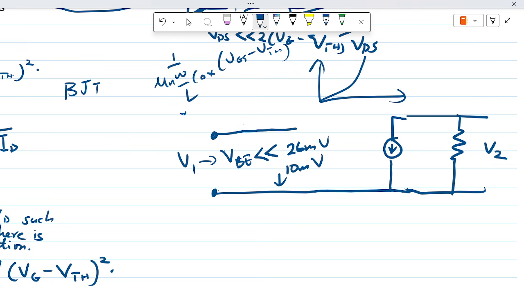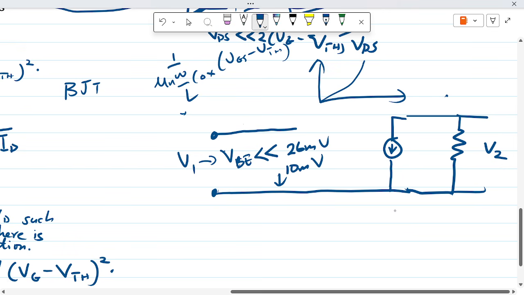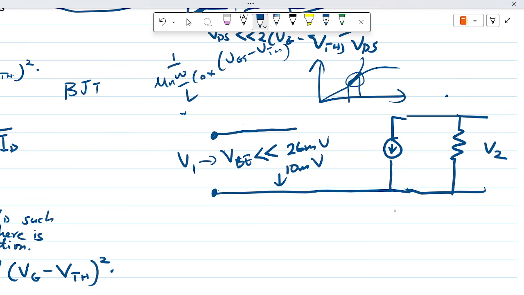So instead of the exponential curve within that short window, we could linearize it as a straight line, and the straight line would have a slope of GM, which is the transconductance. That shows how much the collector current changes when we change VBE.